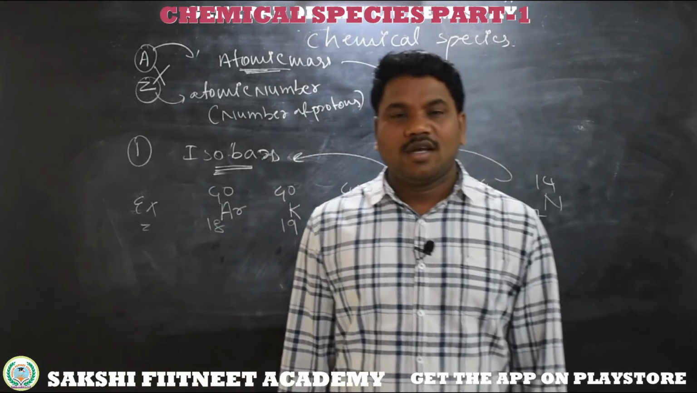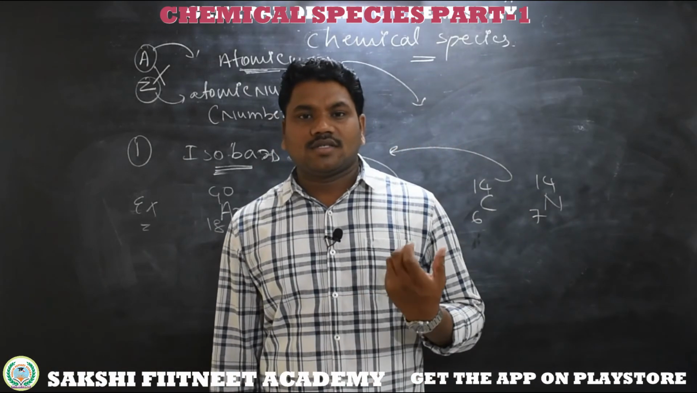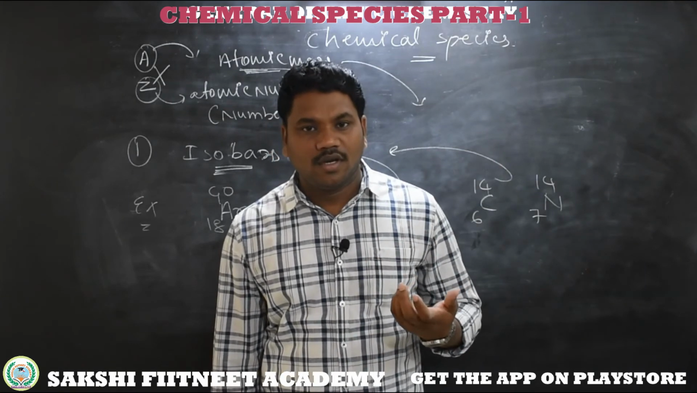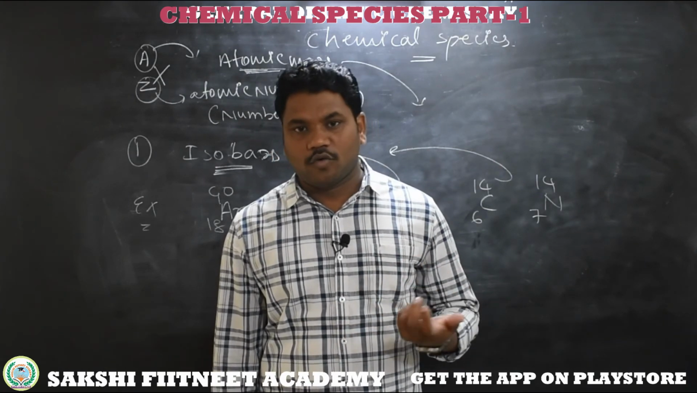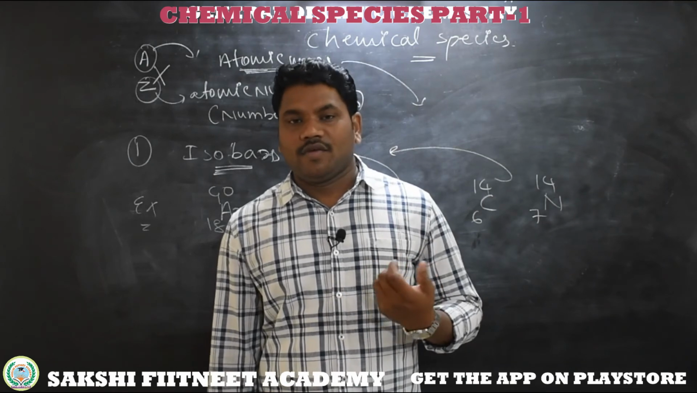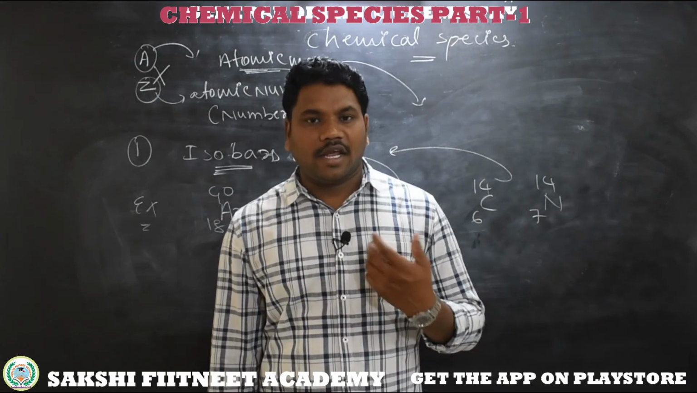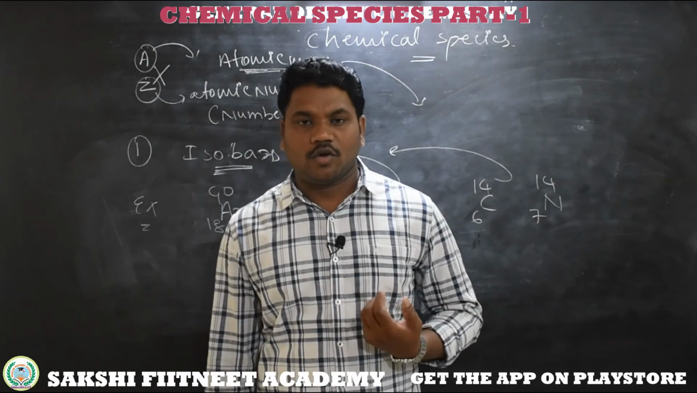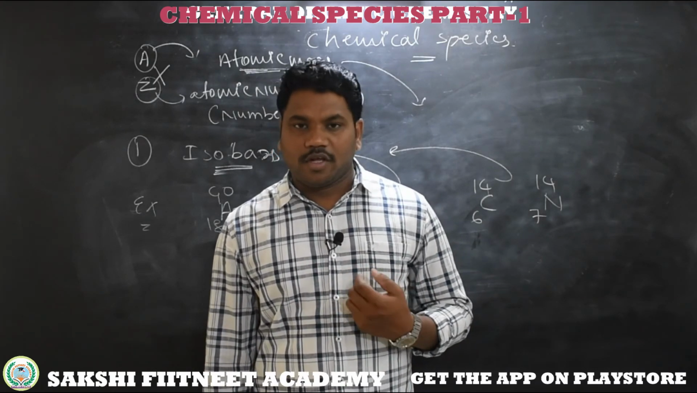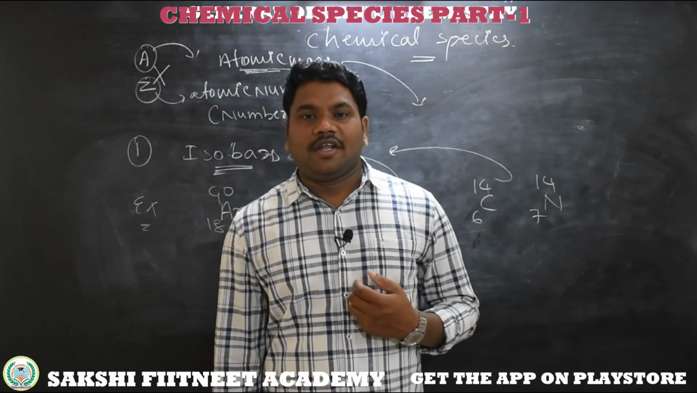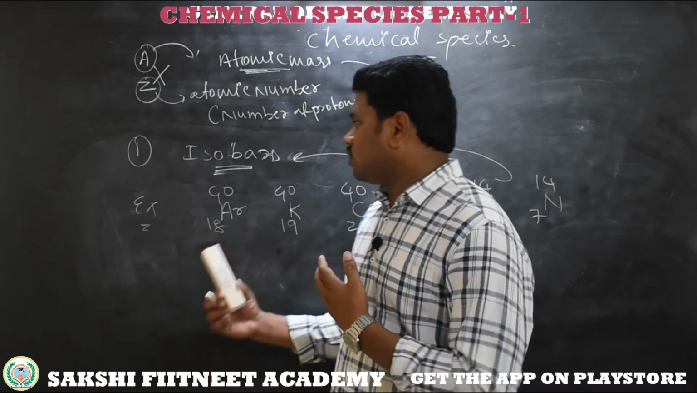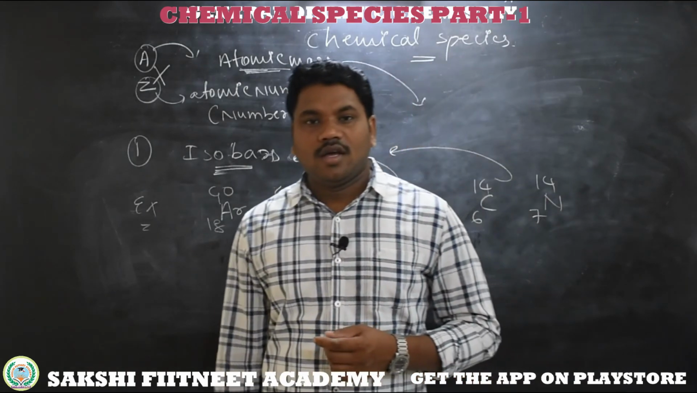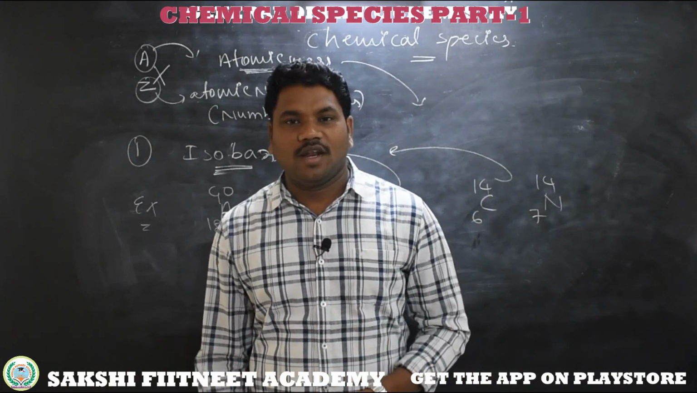Simply, isotopes are the elements which have the same atomic number but different mass. C12, C13, C14, N14, N15, O16, O18. Now coming to hydrogen, 1, 2, 3: protium, deuterium, tritium. So these are isotopes. Isobars have a different atomic number and the same mass. So I hope you understood well.